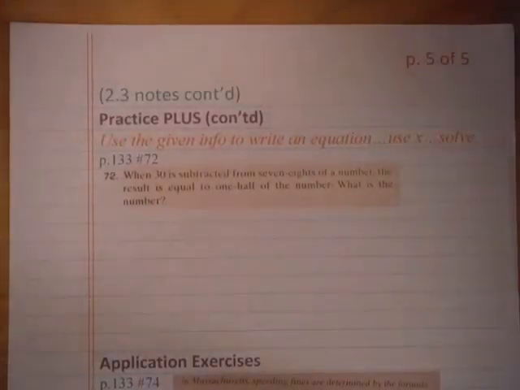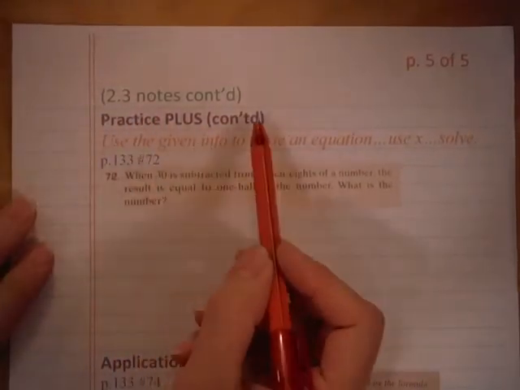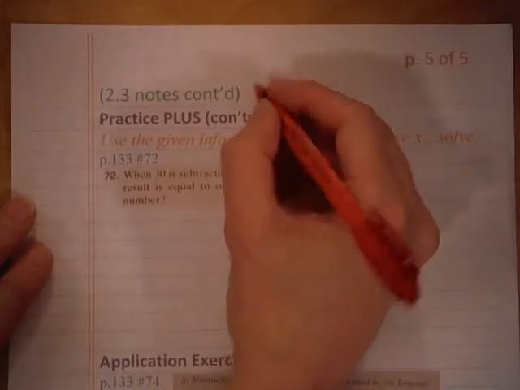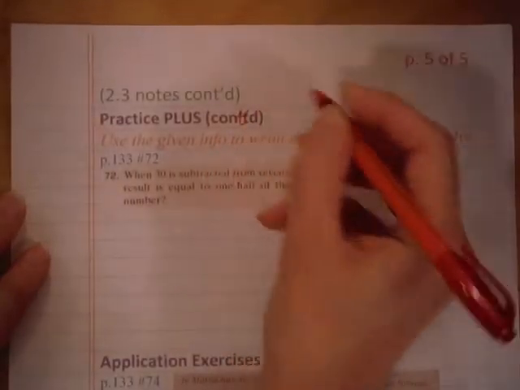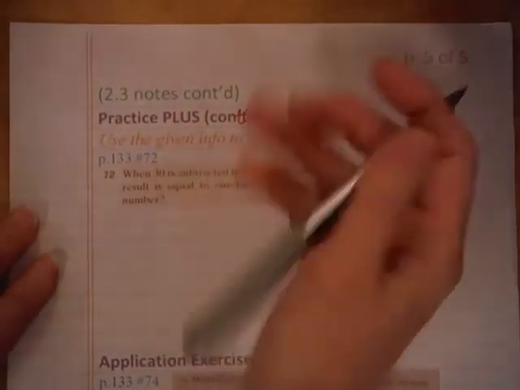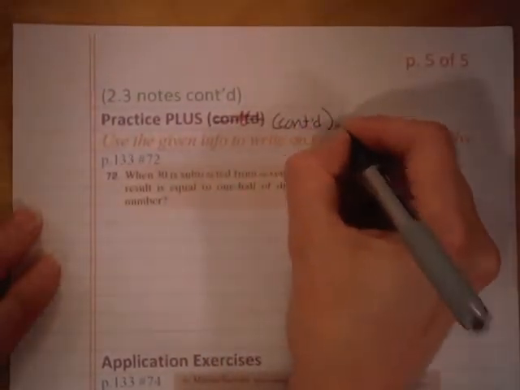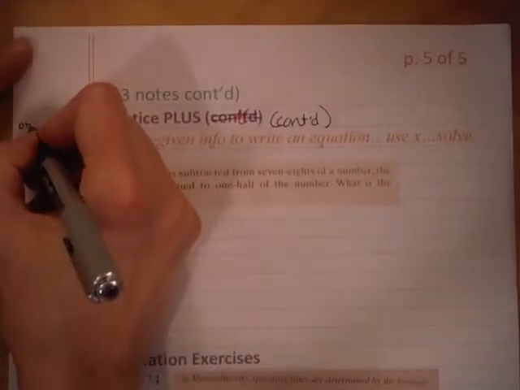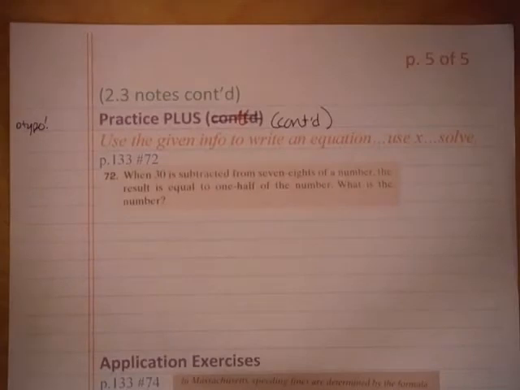All right, and here we are on page 5, the last page for section 2.3, in the Practice Plus section, continued in our assignment here. Sorry, that should be a T apostrophe D. Yikes. It should say continued, so I need to fix my little typo here. Okay, a little housekeeping there.